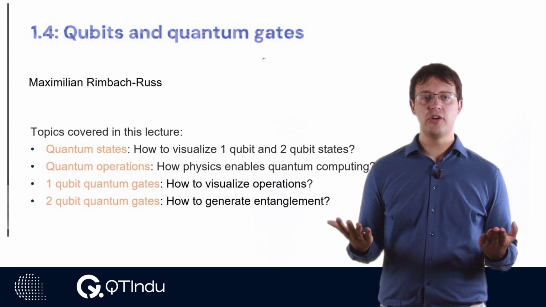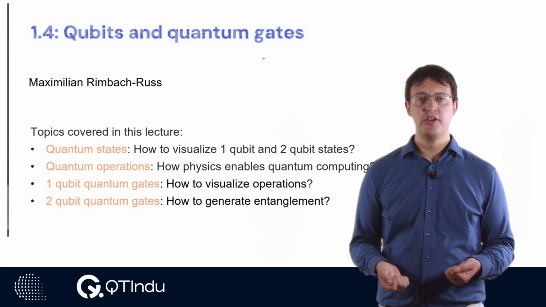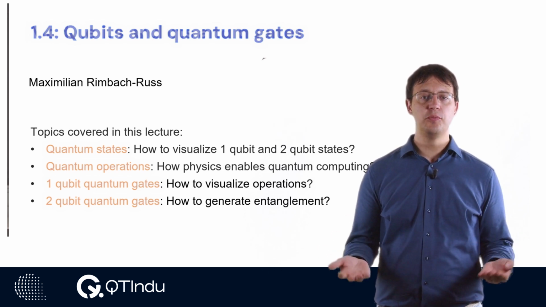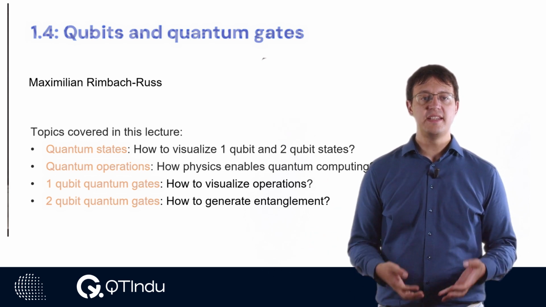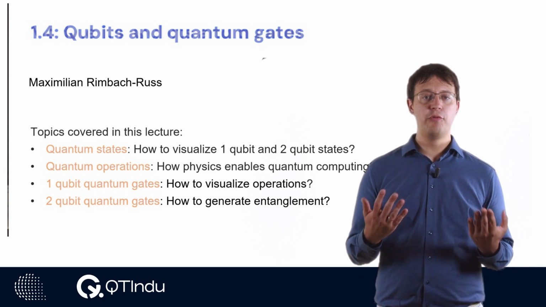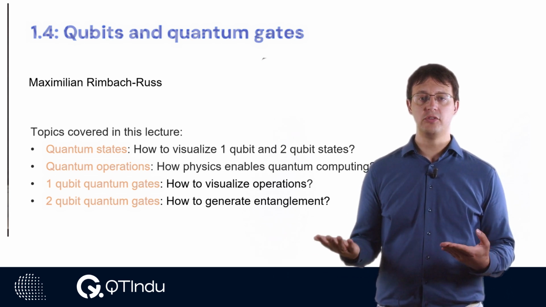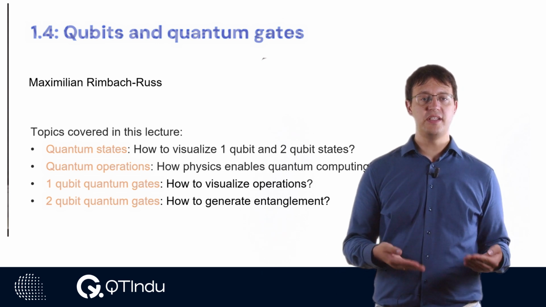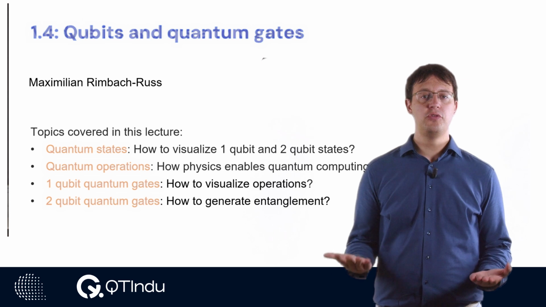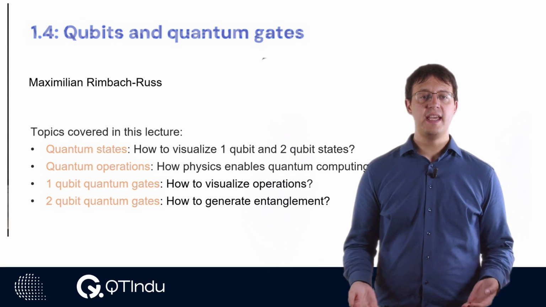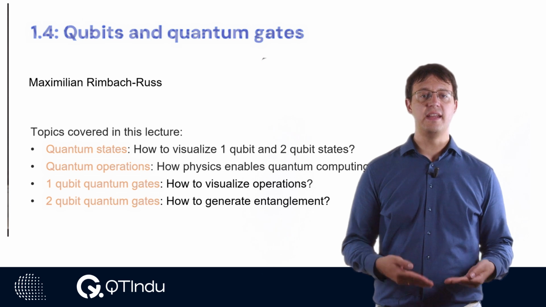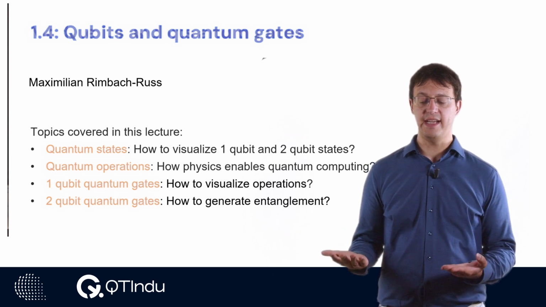In this lecture we cover 4 topics. The first topic is quantum states, how to visualize 1 qubit and 2 qubit states. The second topic is quantum operations, how physics enables quantum computing. The third part is to focus in on 1 qubit quantum gates, how to visualize such operations. And the last topic covered in this lecture is 2 qubit gates and how they can generate entanglement.